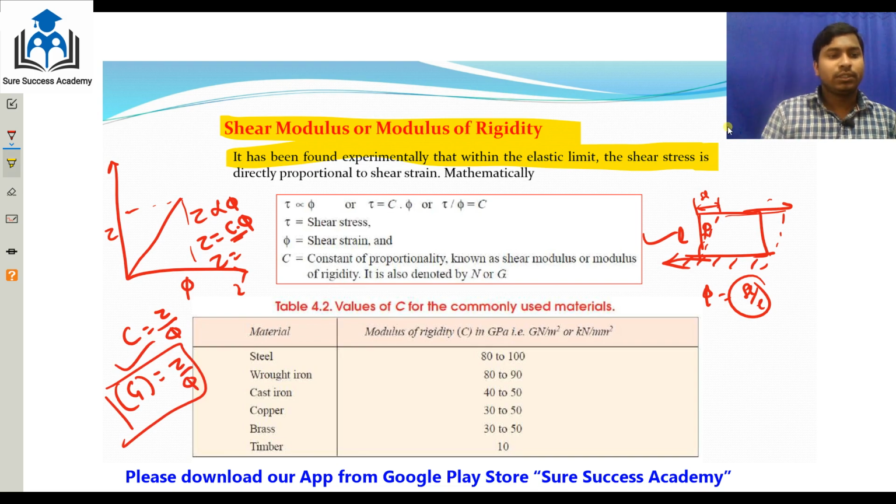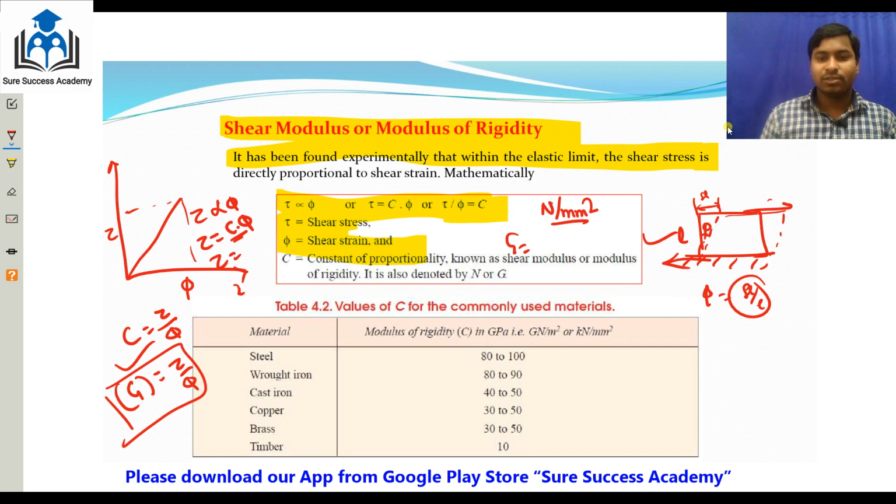So the shear stress is proportional to shear strain, and tau is equal to C times phi, so C is equal to tau by phi, where tau is shear stress and phi is shear strain. The constant of proportionality C is known as the shear modulus, or the modulus of rigidity. The unit is the same as shear stress, Newton per mm square, since strain has no unit.